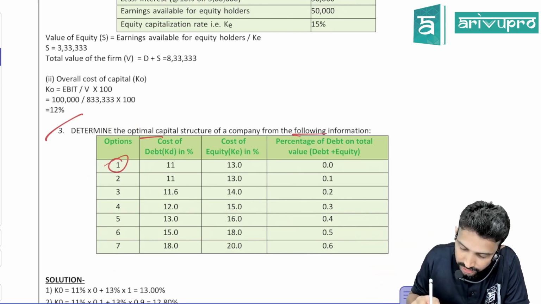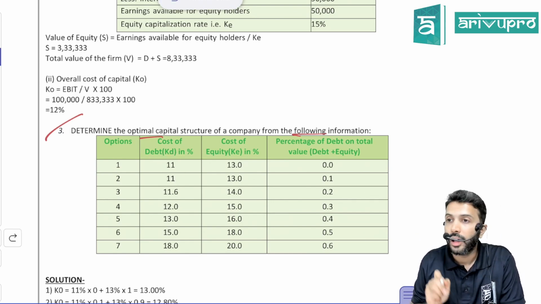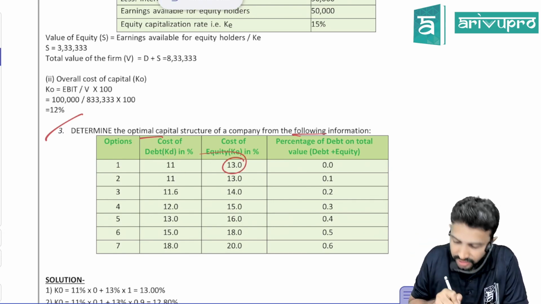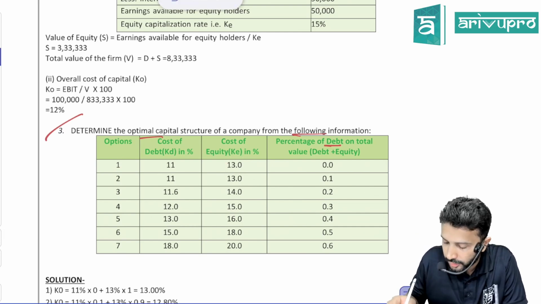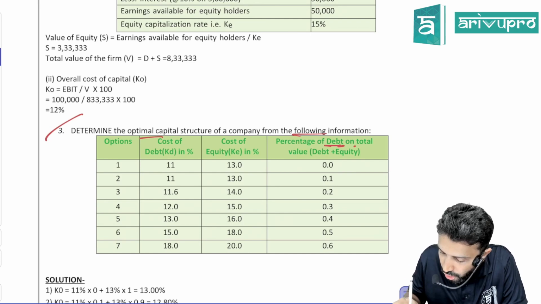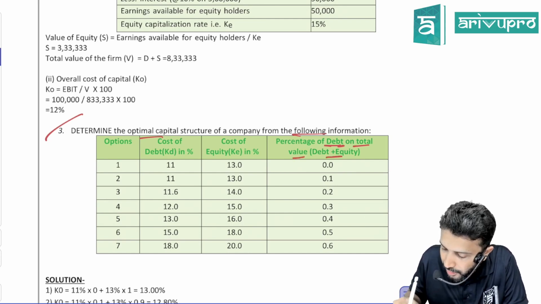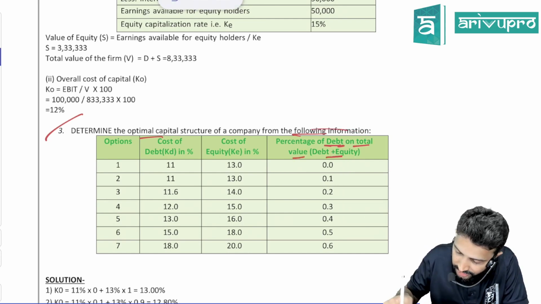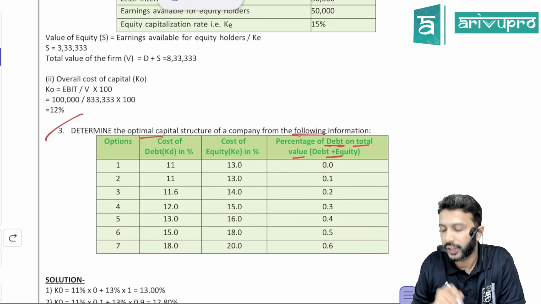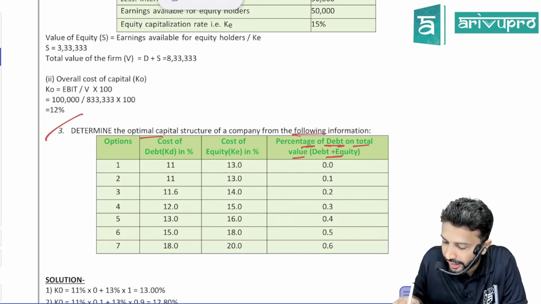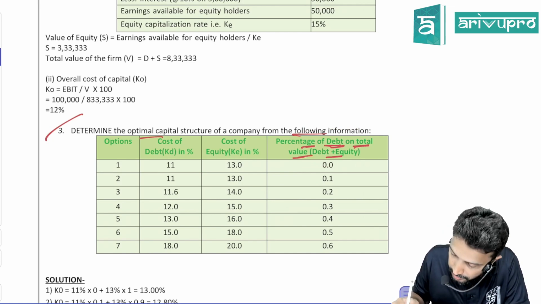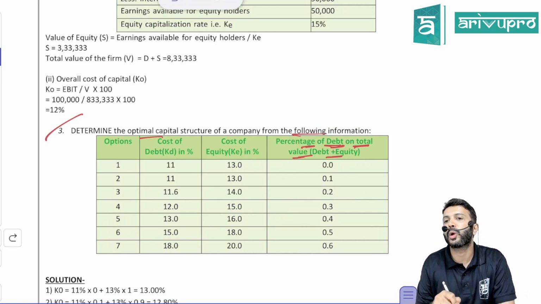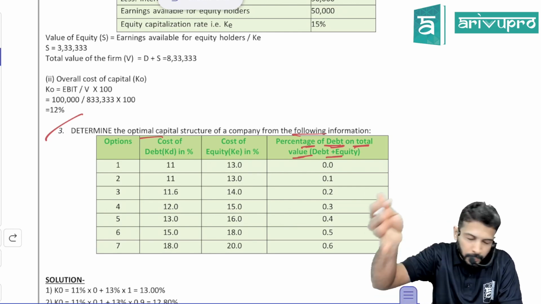And the first case, cost of debt is 11%. Cost of equity is 13%. Percentage, listen to this word carefully. Percentage of debt on the total value, meaning debt plus equity. What is this? Read this line once again and tell me. Percentage of debt on total value. Total value is given by debt plus equity. What is it? Perfect.